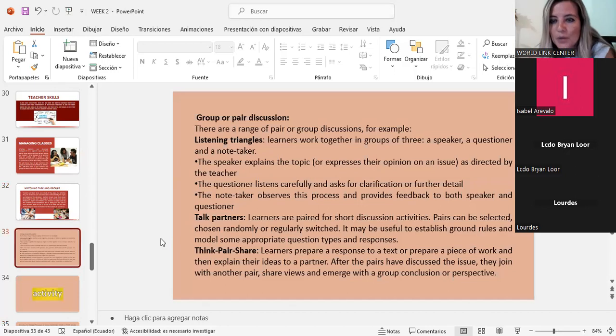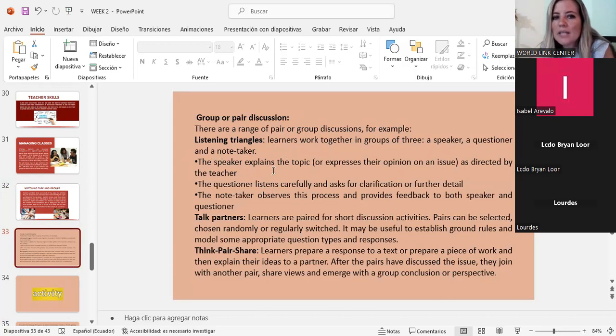Here, for example, after the break, we're gonna work on this activity. Here you have an example, group or pair discussion. There are a range of pair or group discussions. For example, you have listening triangles. Here I have explained how to make this activity. Listening triangle: learners work together in groups of 3. A speaker, a questioner, and a note taker.